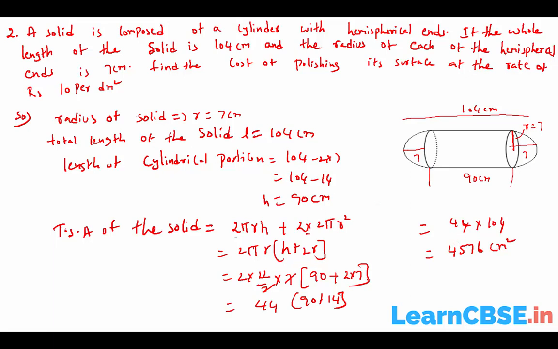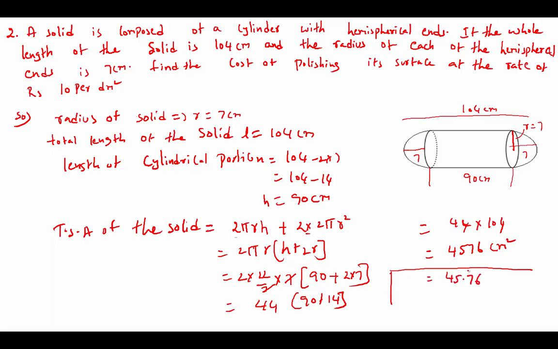But the cost is given per decimeter square. If you want to convert into decimeters, you have to divide by 100. So converting to decimeter, 45.76 decimeter square. For each decimeter square 10 rupees, then the total cost for polishing equals 45.76 into 10, then you will get 457.6 rupees. End of the session.